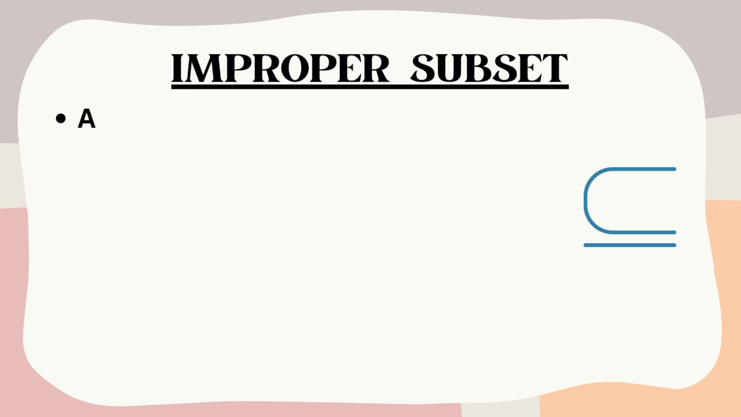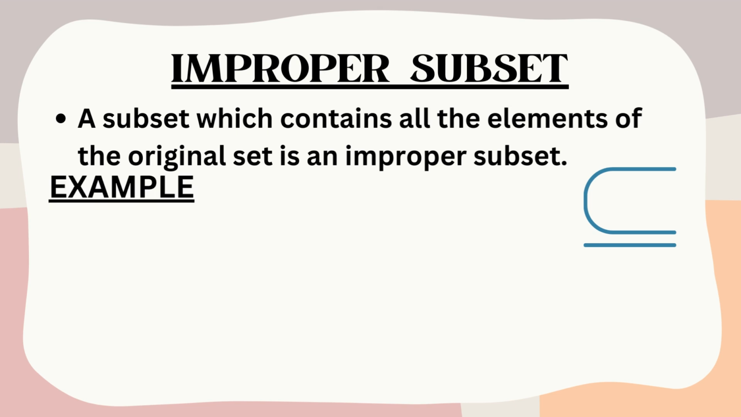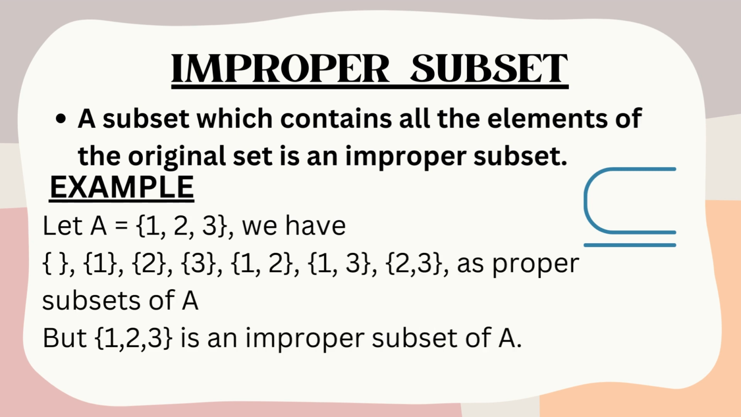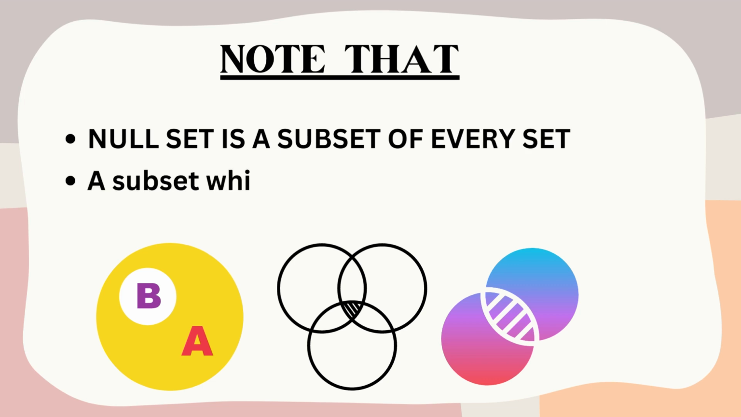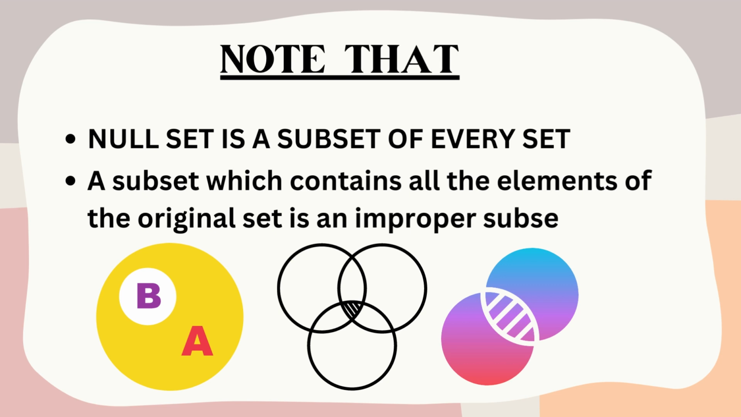To know what an improper subset is, you should know that a subset which contains all the elements of the original set is an improper subset. Let A be 1, 2 and 3. All the other listed subsets are proper subsets, but 1, 2 and 3 is an improper subset of A. Certain notes you should hold on to and remember: a null set is a subset of every set, and a subset which contains all elements of the original set is an improper subset.